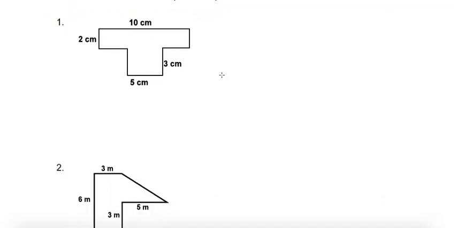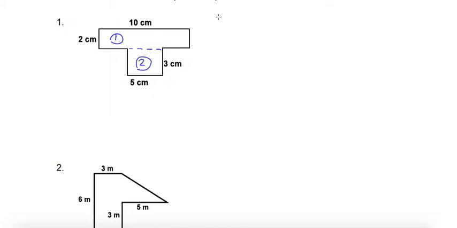Example number 1, we can separate this shape into a rectangle, and we can separate it into a square or another rectangle. And I'm going to do that by drawing an imaginary line that separates the longer rectangle up top from the smaller rectangle down below. So I'm going to label this part 1 and this part 2.